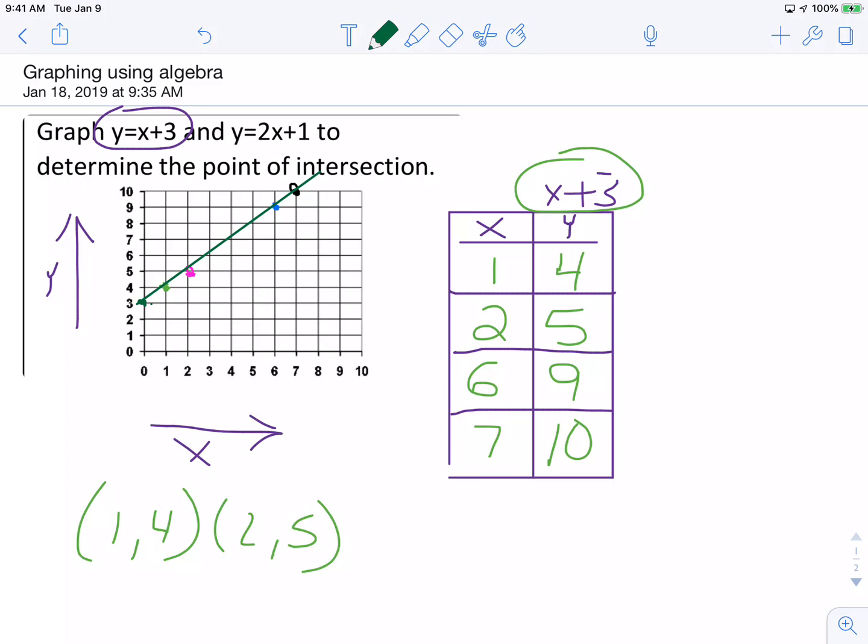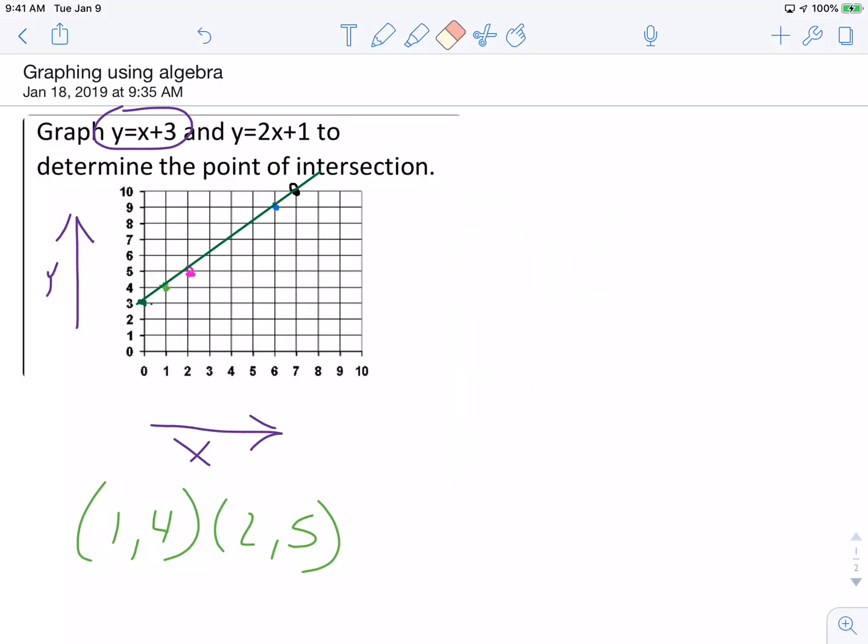Now to do the other one, I'm going to set up the function table for you, and you finish it. Okay? The function is for y, so we have our x all by itself. And then the y would equal x plus 1.